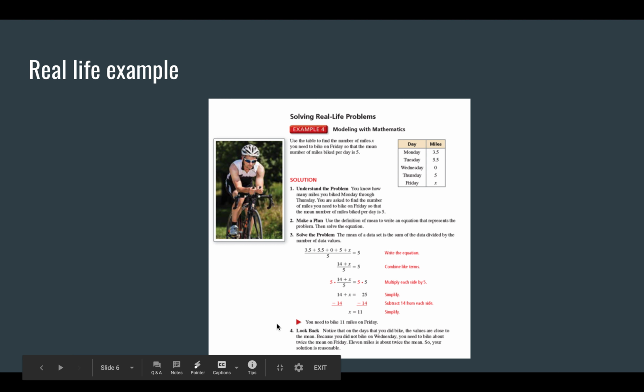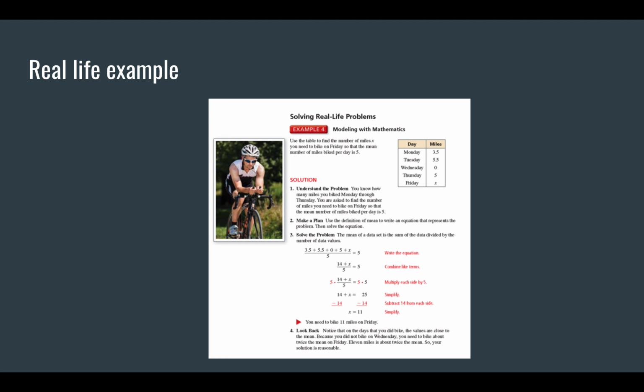Step 4. Look back. Notice that on any days that you did bike, the values are close to the mean. Because you did not bike on Wednesday, you need to bike about twice the mean on Friday. 11 miles is about twice the mean, so your solution is reasonable.